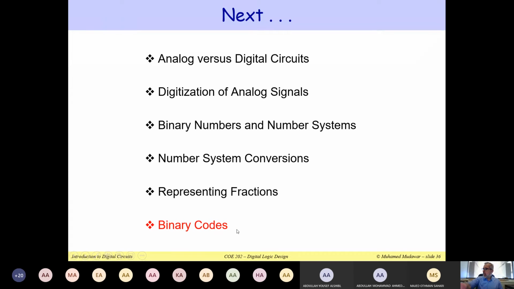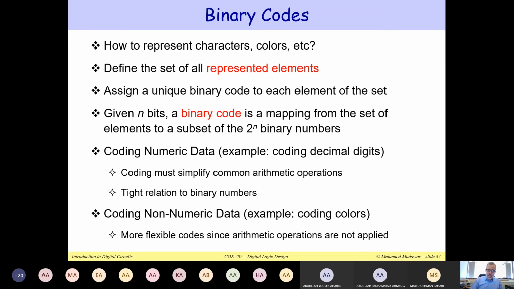Today, I would like to talk about a new topic, which is about binary codes. We have seen how we can represent numbers in different number systems. But how about things like characters, colors? How do we represent them? Remember that the computer system is a digital system, so we have to represent everything as digits, as numbers. In order to represent characters and colors, we have to represent them with numbers, with digits.